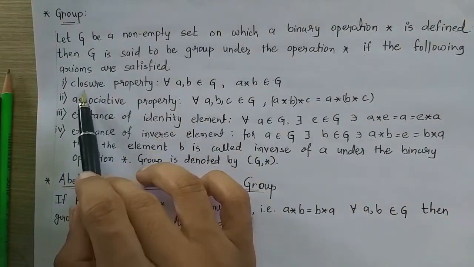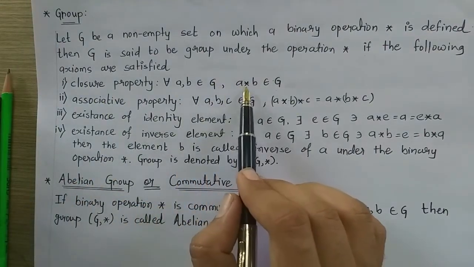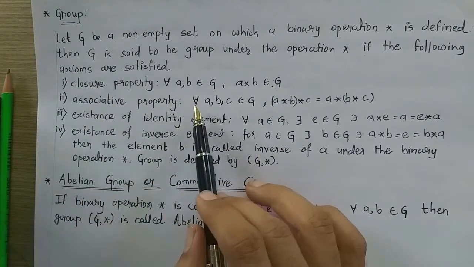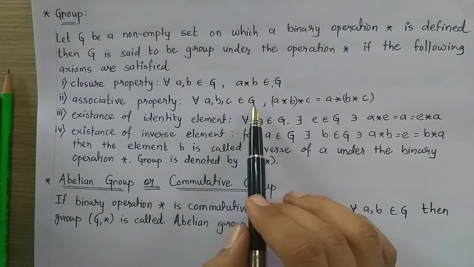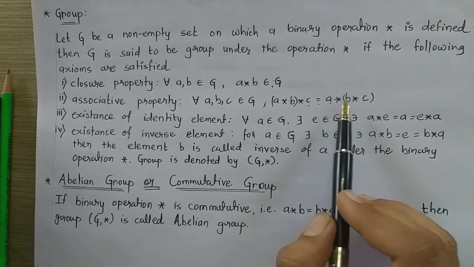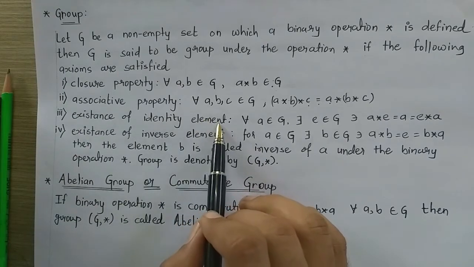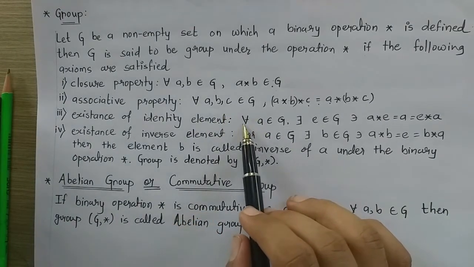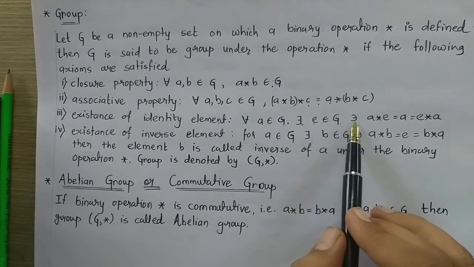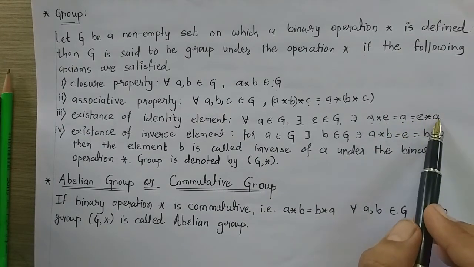There are four properties. First is the closure property. That means for all A, B belonging to G, A star B belongs to G. Second is the associative property. That is, for all A, B, C belonging to G, (A star B) star C is equal to A star (B star C). Third is the existence of identity element. That means for all A belonging to G, there exists an E belonging to G such that A star E is equal to A is equal to E star A.